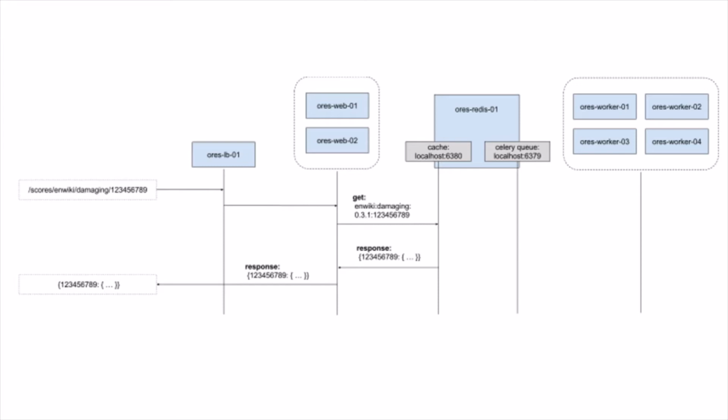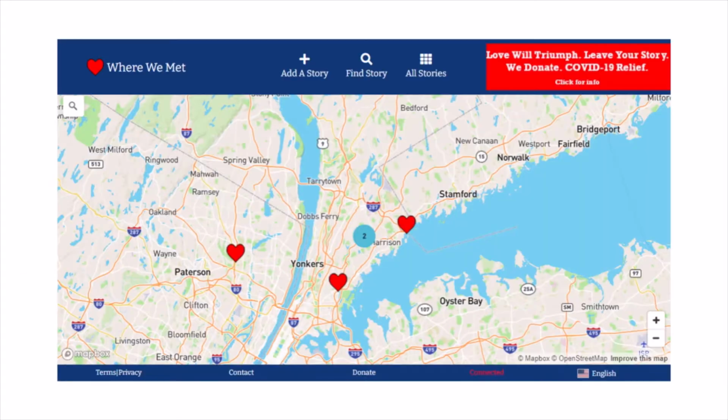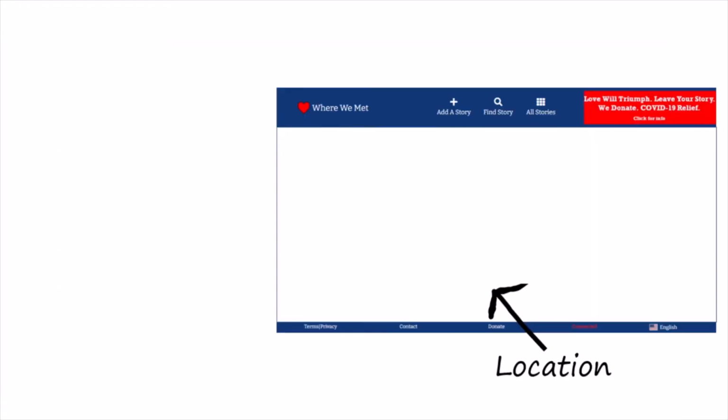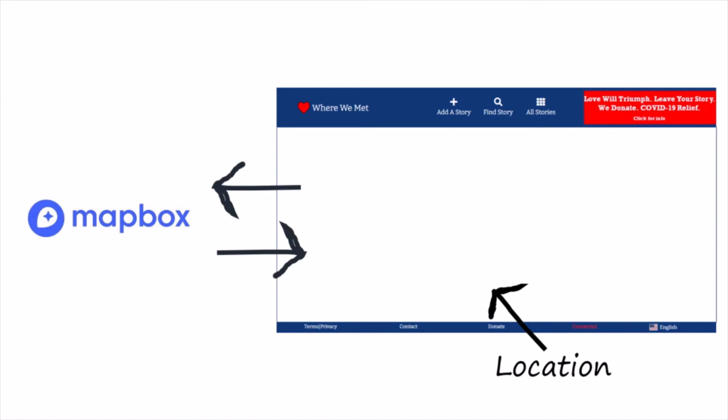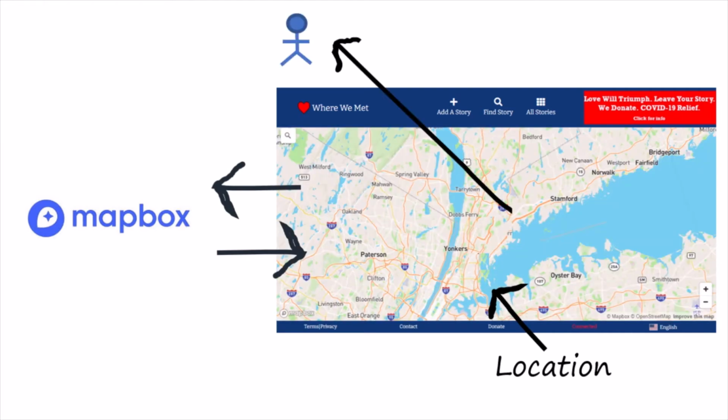Let's put Cosmic into action looking at my project, wherewemet.org. This is the main screen of the system. When it starts, the client gets the user's location and then sends a RESTful request to the map server with that location. The map server returns tiles. Finally, the tiles are painted so the user can view them. Thanks, Mapbox, but the initiation process isn't complete.